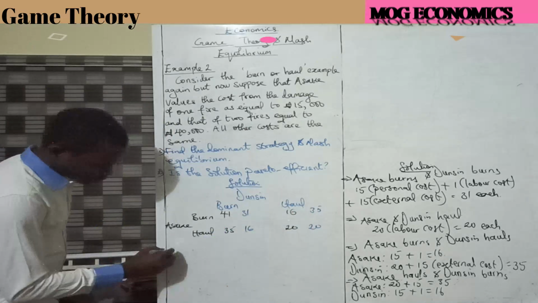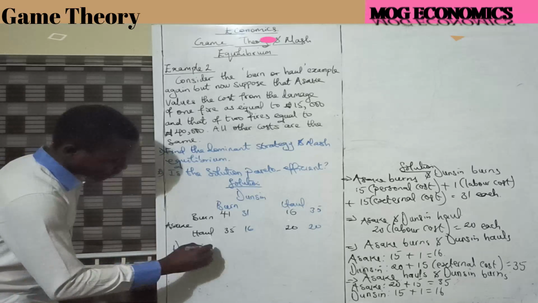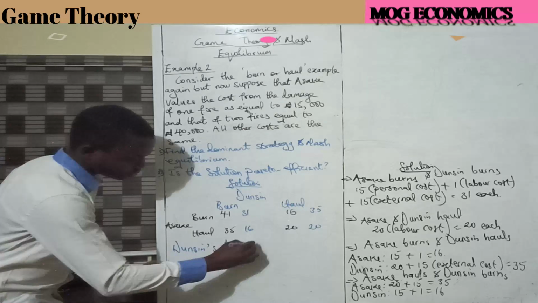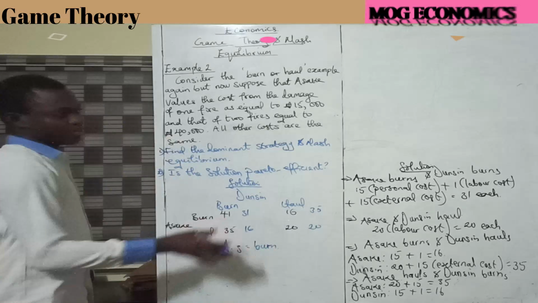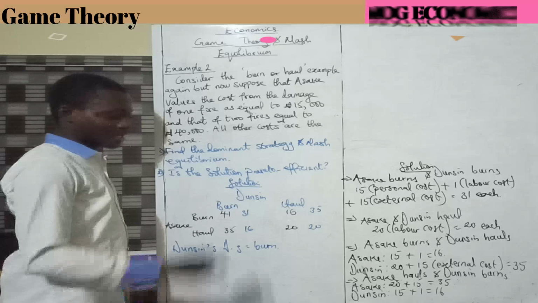Alright. So Dunsin's dominant strategy is to burn. You might still write it out the way we did in the last class, but you don't necessarily have to do that. You can just look at it.